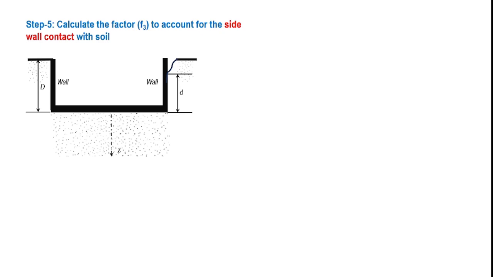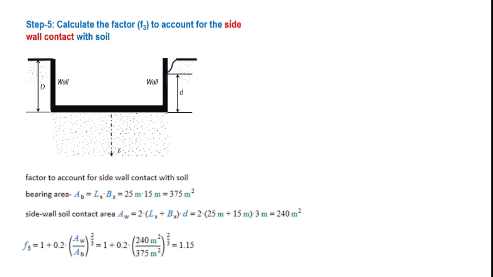stiffness, and this is done through the factor f3, which is computed as f3 is equal to 1 plus 0.2 into Aw by Ab raised to 2 by 3. Remember, here Ab is nothing but the bearing area of the raft. Obviously, we know that it is nothing but the length into breadth because we have a rectangular raft foundation. Substituting the dimensions 25 into 15 will provide us 375 meters square.